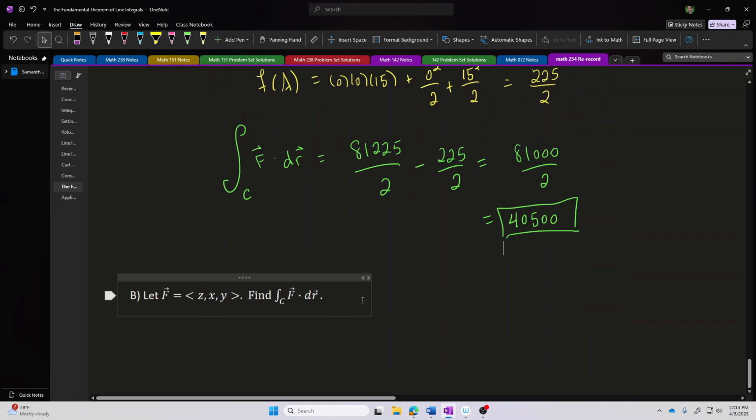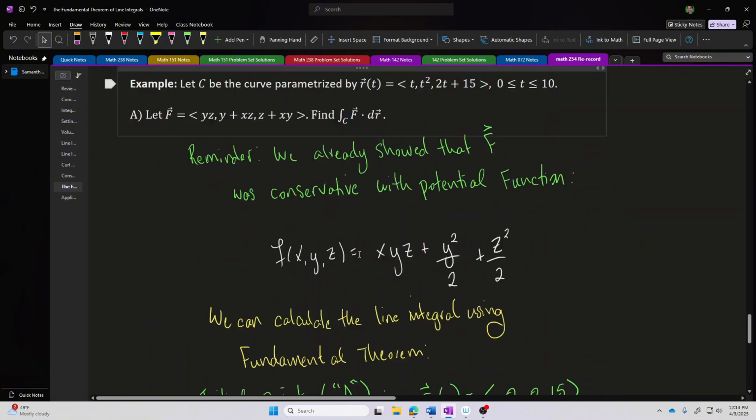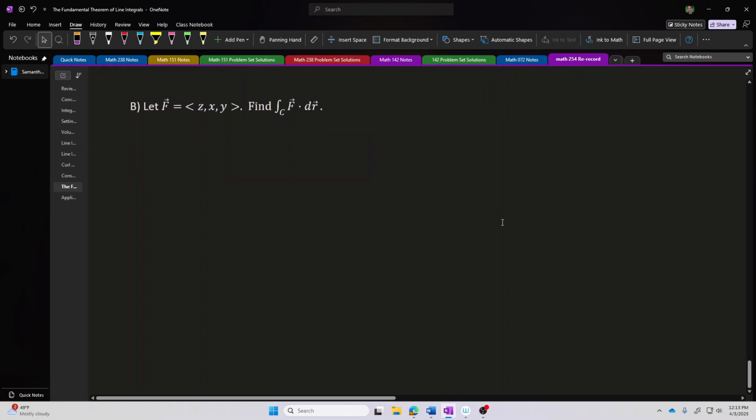Now, let's do part B of this question. In this case, we're still dealing with the same curve C described by this parameterization. However, the vector field has changed to something different. The vector field is now z, x, and y. So this is not the same as any of the vector fields that we studied yesterday. We're starting from scratch. So the first thing I need to do is check whether the vector field is conservative or not.